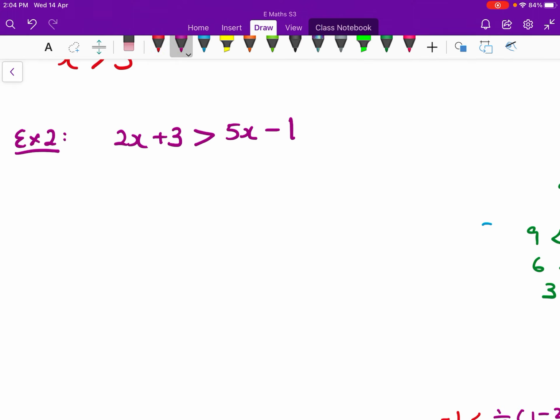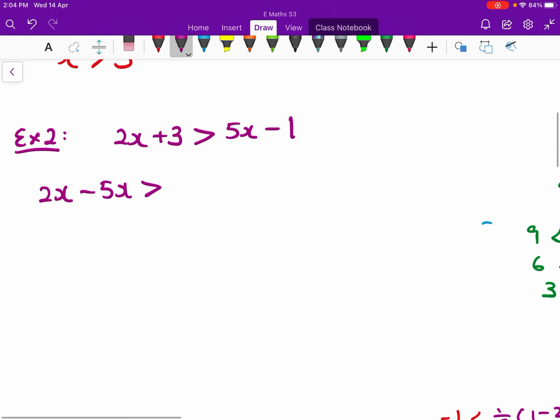In the second example, you can see that it's a bit more tedious. Everything with the alphabet, move to the left hand side, so 2x minus 5x. And all the numbers towards the right hand side, so minus 3 minus 1. The left hand side is negative 3x more than negative 4. Notice that I want to solve for x. I want to solve my inequality. I do not want this negative with my x.